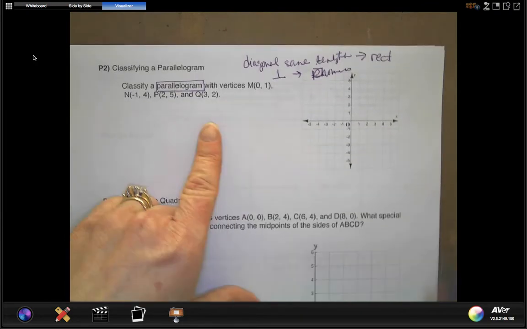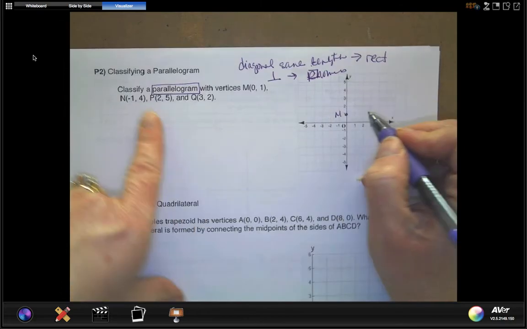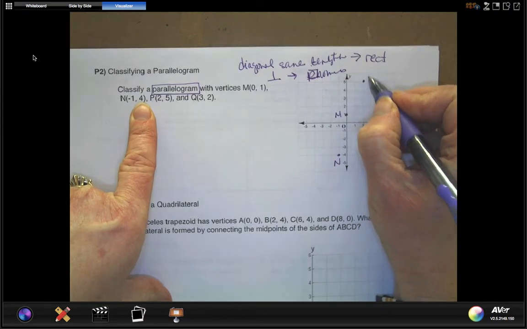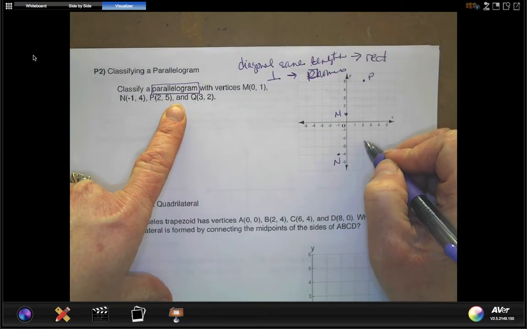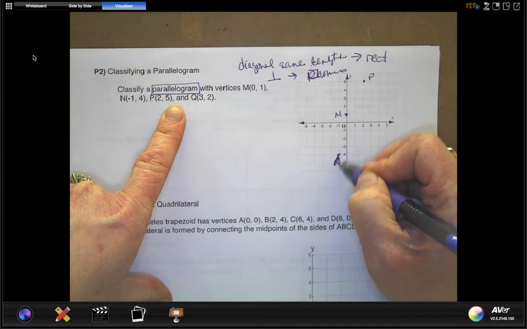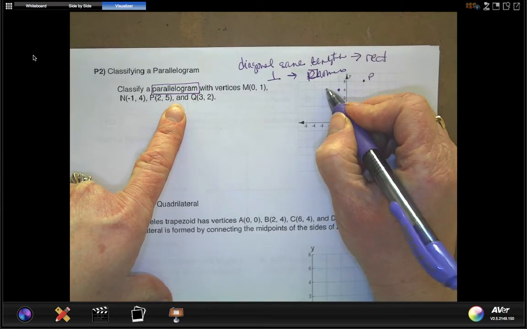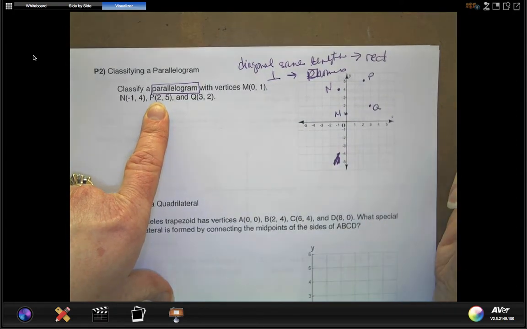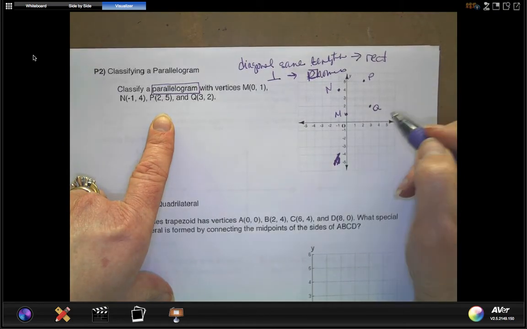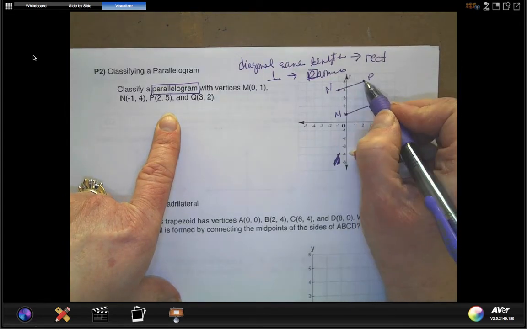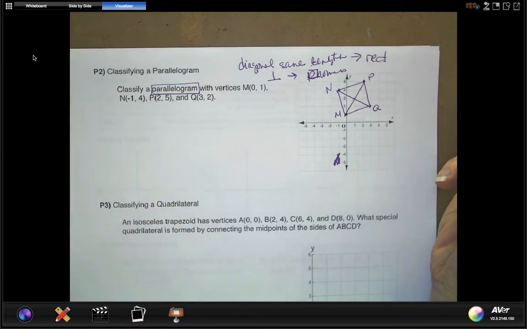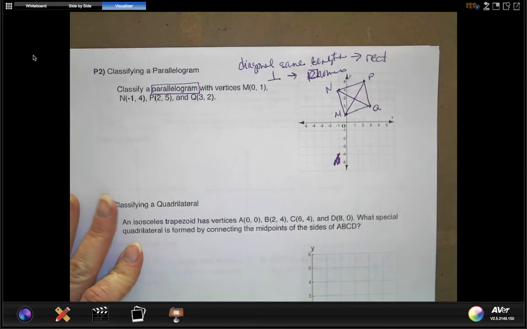Okay, so if we look at this one, we've got, here's M. N is at -1, -4. P is at 2, 5, and Q is at 3, 2. Oops, I put N in the wrong spot, didn't I? Here we go. And then Q is at 3, 2. Okay. All right, so what I want to do here, so I'm going to find the length of these diagonals, and then I'm going to find the slopes of them to see if they are perpendicular.